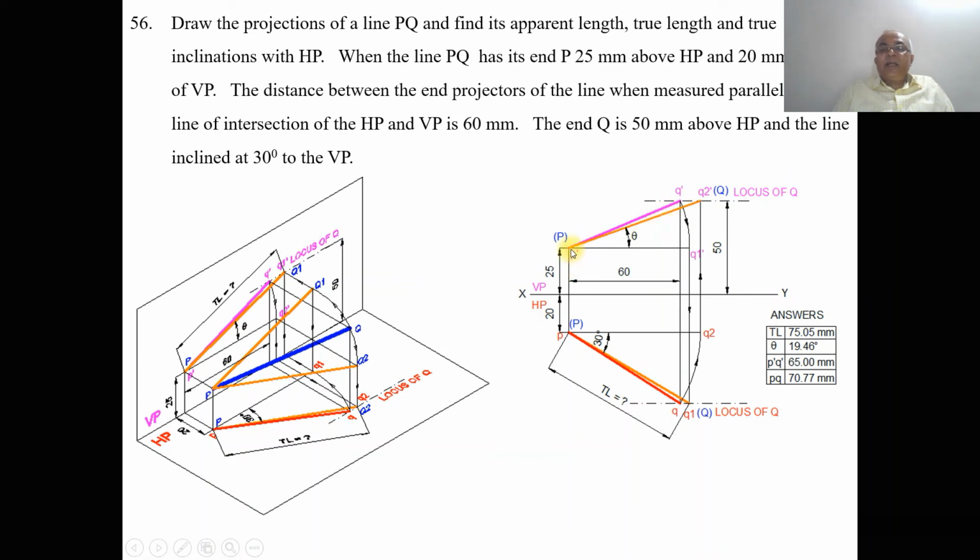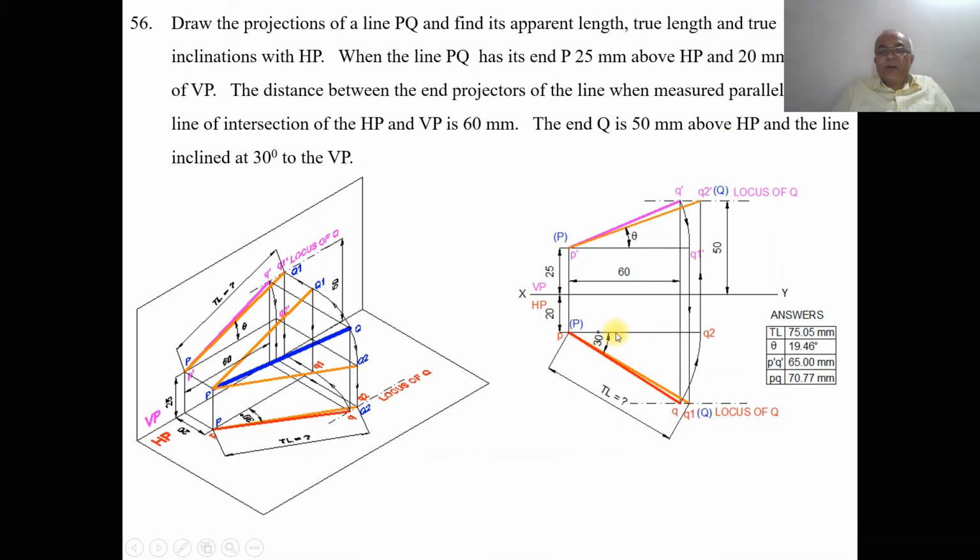So with P dash as center, take the compass and with P dash Q dash as the radius, draw an arc such that P dash and Q1 dash will be above HP by 25 mm. You mark this point as Q1 dash and from Q1 dash draw a vertical projector to the top view. This line is parallel to HP, so you get the true length in HP, but we don't have the length, only the inclination.